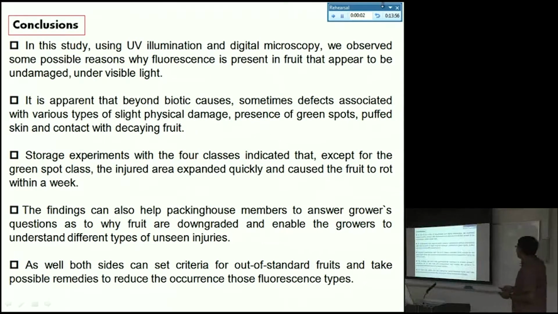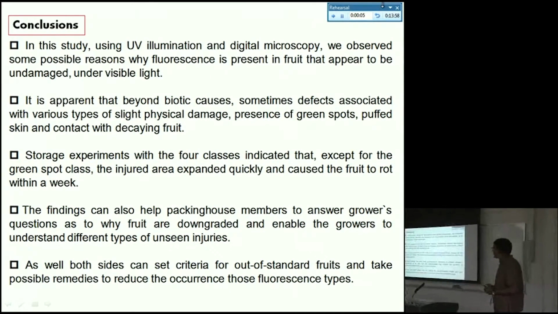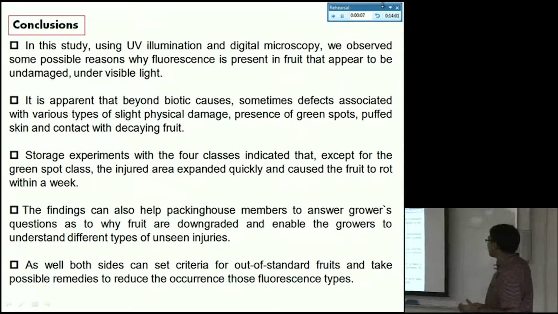And the conclusion is we studied UV illumination and a digital microscopy-based system to observe the possible reasons why fluorescence is present in fruit that appear to be undamaged by eye. We observed that beyond biotic causes, there are defects associated with slight physical damage, presence of green spots, puffed skin, and contact with rotten or damaged fruit. And the stress experiments with the 4 classes indicated that, except for the green spot class, the injured area expanded quickly and caused the fruit to rot within a week.